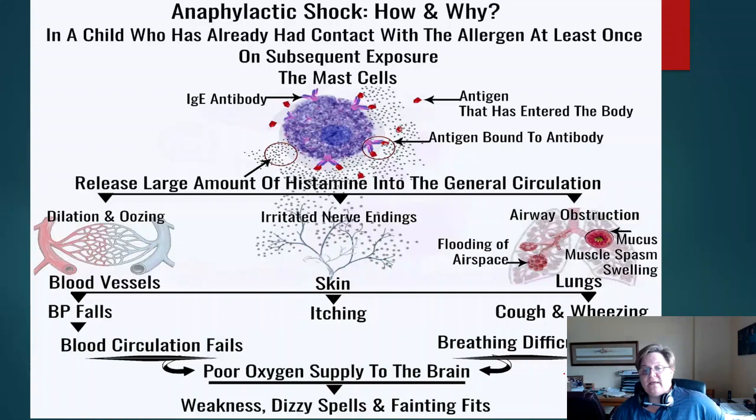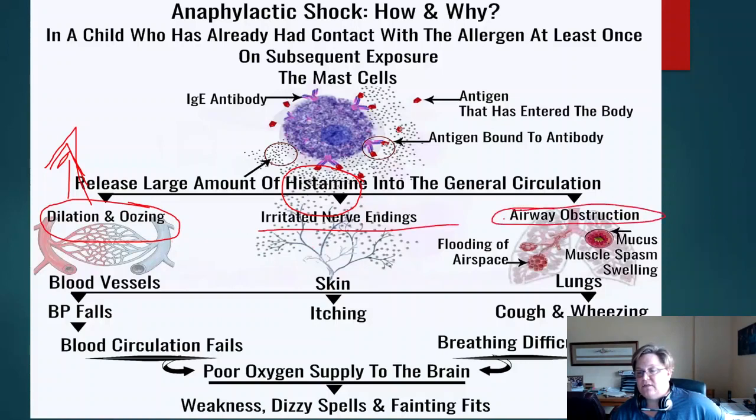We know they have IgE antibodies already on the surface of the mast cells, and then they begin to have antigens bound to those antibodies. This releases a large amount of histamine. So the histamine is again an important player, but we're talking about a lot of histamine, not just a little. And that excess histamine into the general circulation causes blood vessels to dilate and ooze. It causes irritated nerve endings, and it can cause airway obstruction.